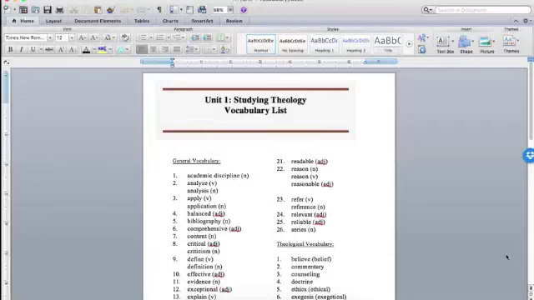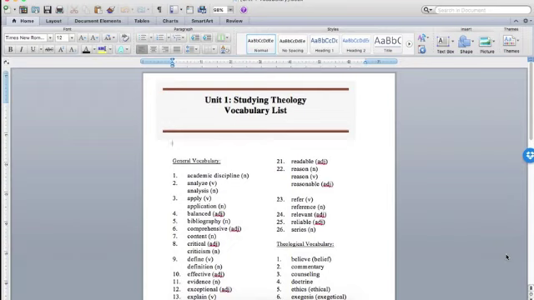The vocabulary list for Unit 1, Studying Theology. General vocabulary. Number 1, academic discipline. Most of my research is in the academic discipline of systematic theology.